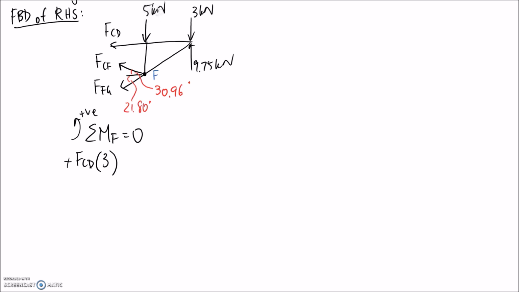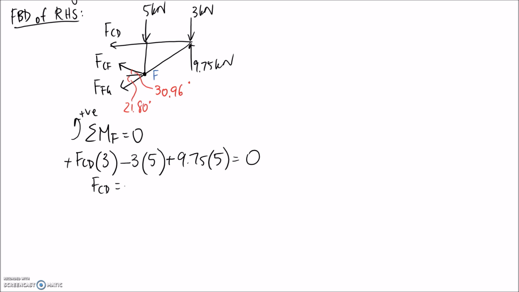The next one I'll consider is this 5 kilonewtons, and in fact its line of action is going to go directly through F, so it's not going to create a moment, so it's not going to enter into the equation. We'll then consider the 3 kilonewtons, so it's got a size of 3, and it's going to be at a distance of the horizontal part in here, which was 5 meters from the diagram. And this is going to try and pull clockwise about point F, so it's going to be negative. And then we have the 9.75. It's also going to be at a distance of 5 meters, but it's going to be the opposite direction, so it's positive. And we know this all has to be equal to 0.